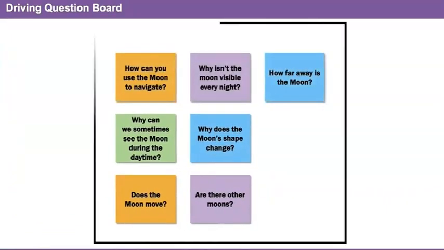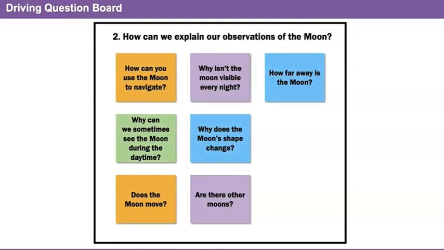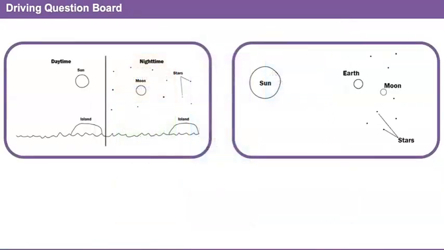Let's add all these questions to a new category of our driving question board. All these questions are about the moon. So let's call this category, How can we explain our observations of the moon? Great work. I wonder what other questions we can come up with next.